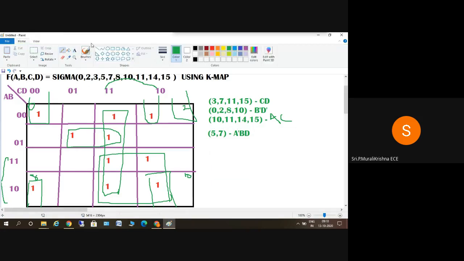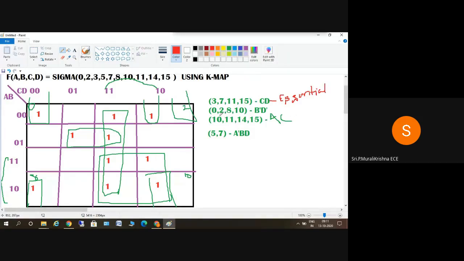Now we have to find which are essential. These are the prime implicants here: CD, B bar D bar, AC, and A bar BD. You can check here. 3 is not covered by any other groups. 7 is already covered, but it's okay, even if one minterm is covered uniquely it is essential. So 3 is only covered by CD, hence CD is essential prime implicant.